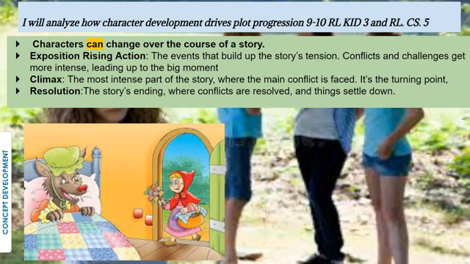We should see the exposition and the rising action and the climax and the resolution. The exposition is the beginning of the story. It's basically where we meet our characters. We're getting that background information. The rising action, and it should be rising action, is the events that build the story's tension. And the rising action is where we get a lot of that conflict, okay? The climax is the most intense part of the story. It's where that main conflict is faced. It's the turning point. It's where we get the answers to our questions resolved.